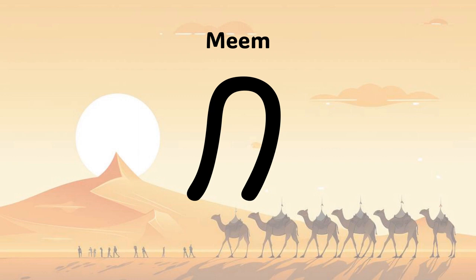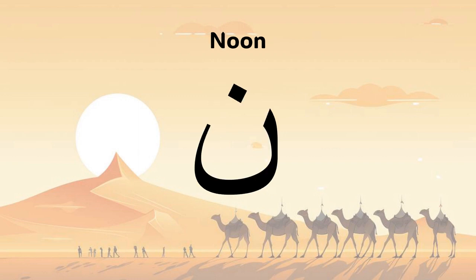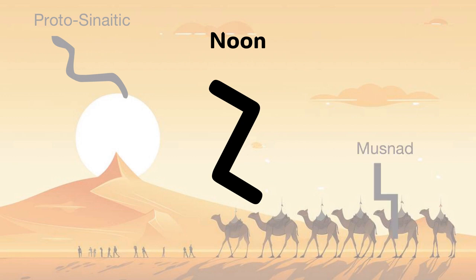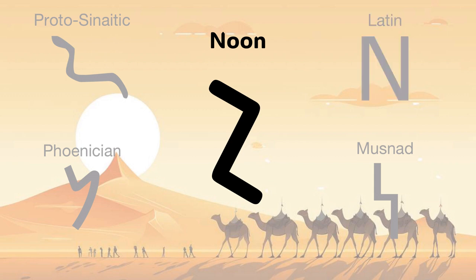Our next letter is Nun. The Dadanitic nun is very close to the Proto-Sinaitic form, perhaps more so than any other script. The Musnad form is more angled and upright. The Phoenician form is also very similar, whilst our modern Latin version is a lot more folded together.